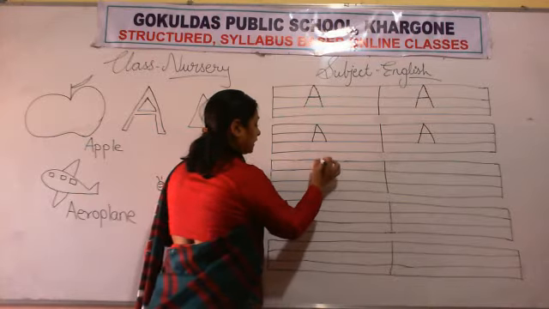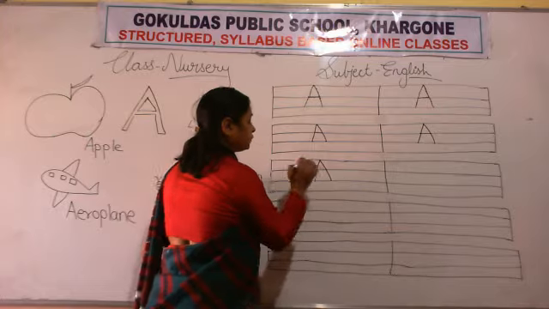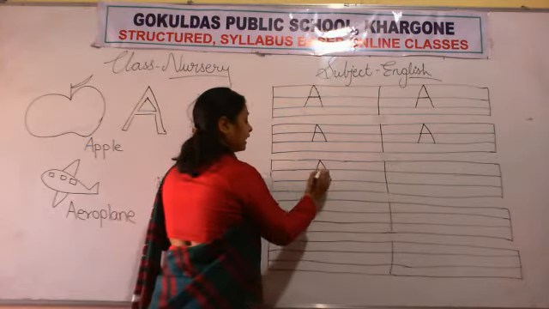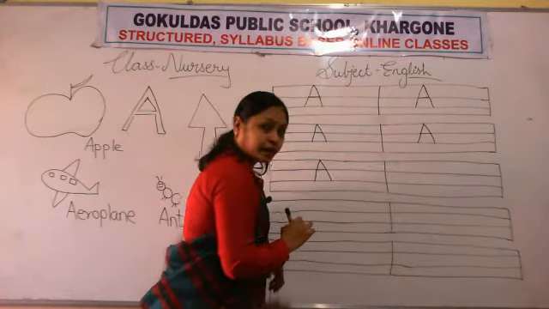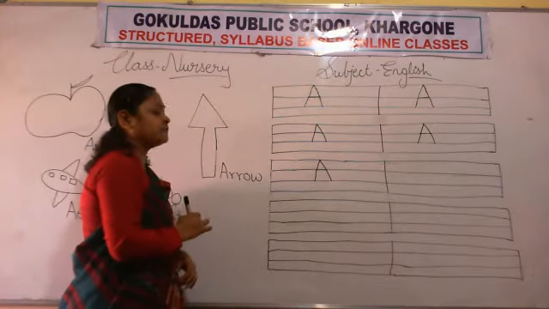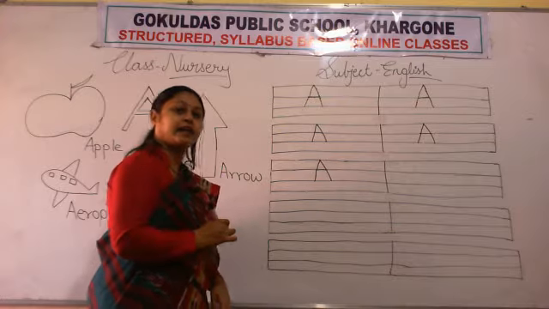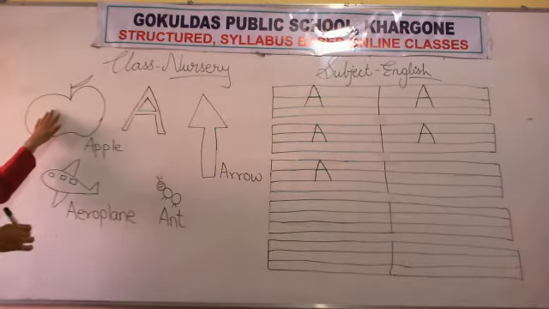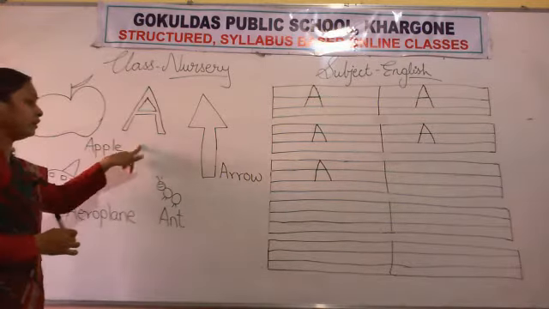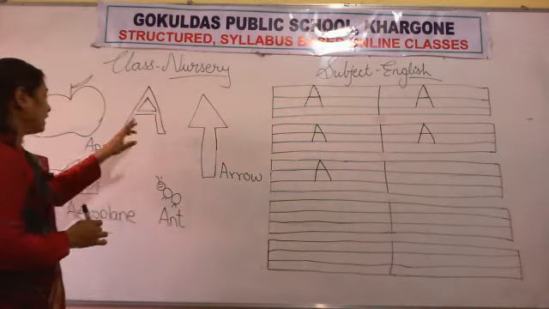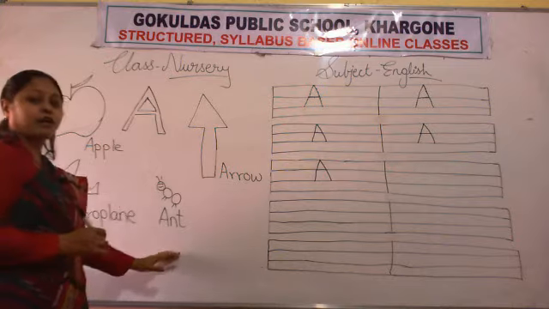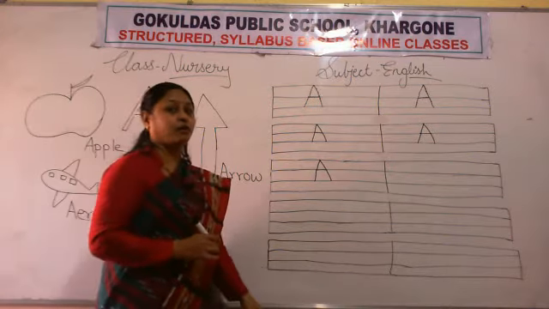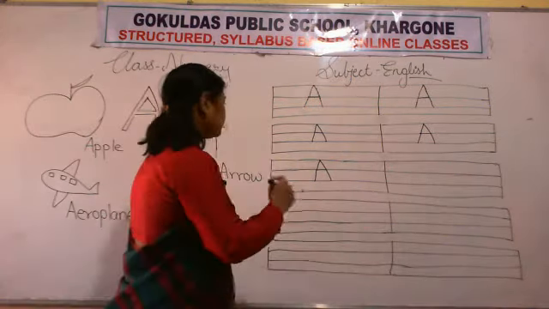Okay. Slanting line like this. You have to join the dot, slanting line. Then in between you have to write sleeping line. So, which letter will form? Letter A. A for apple. A for arrow. A for aeroplane. A for ant. A for alligator.